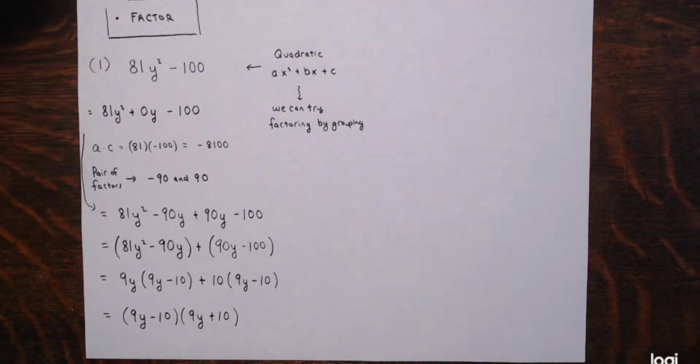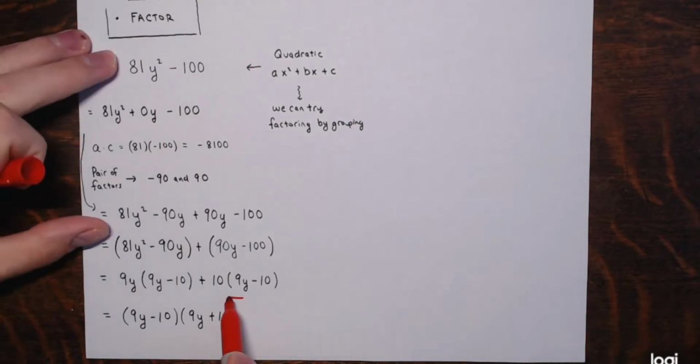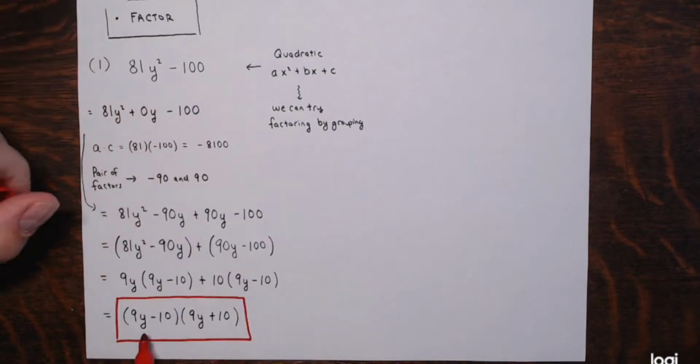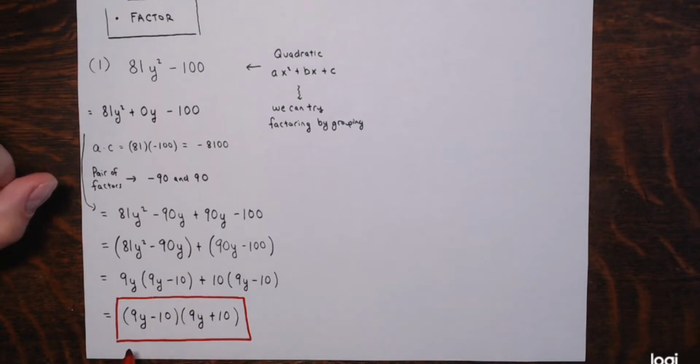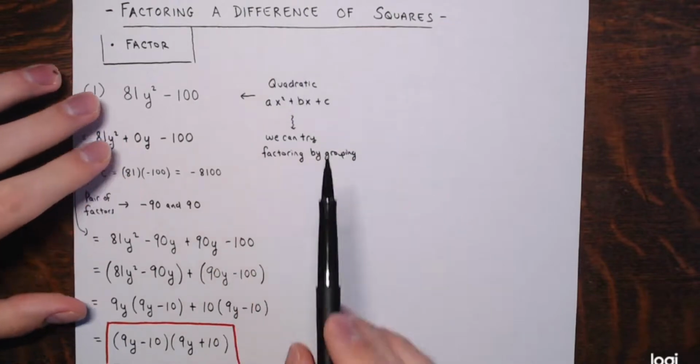And there you go. That's the factorization of our original expression. Right? 81y squared minus 100 is equivalent to 9y minus 10 times 9y plus 10. And of course, don't forget to check your work. I'll do it after we talk about a difference of squares.